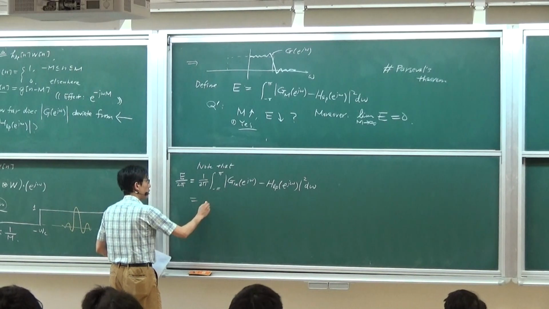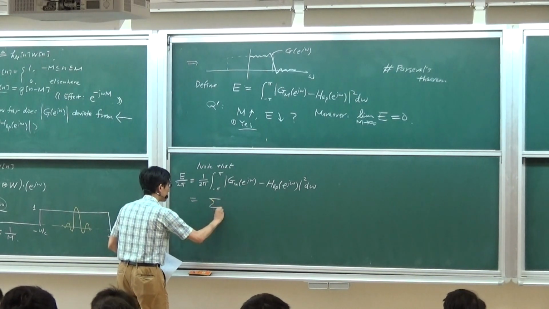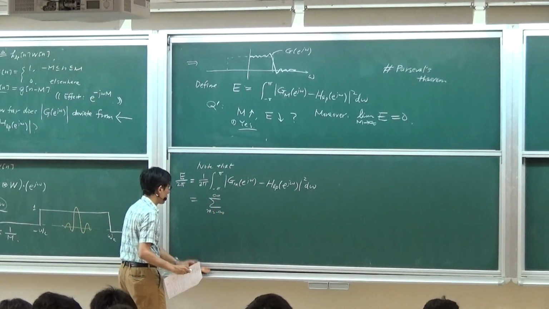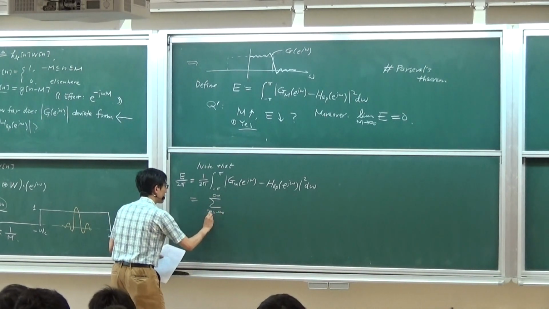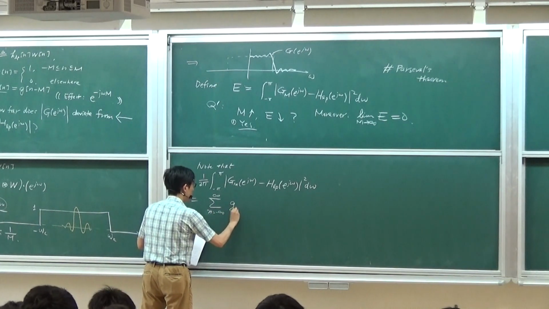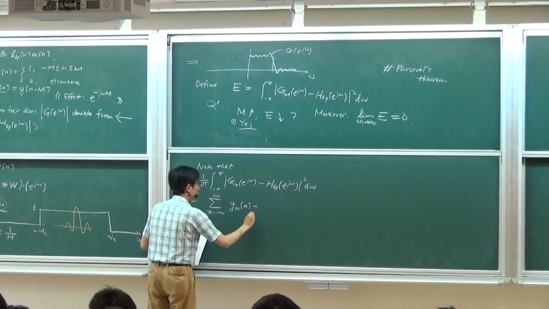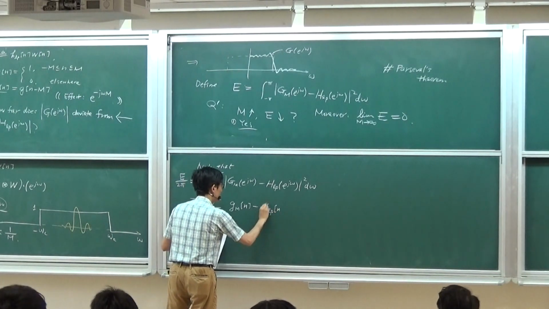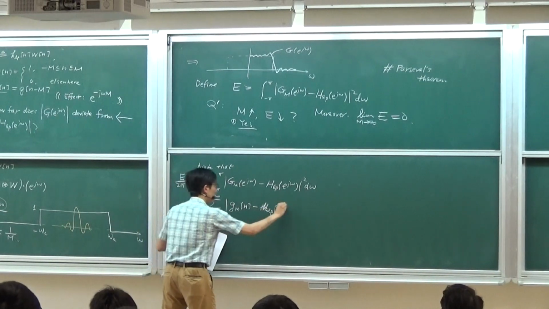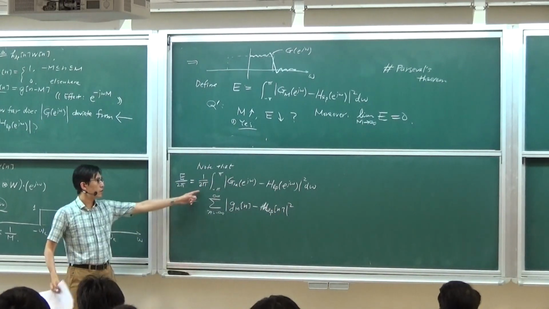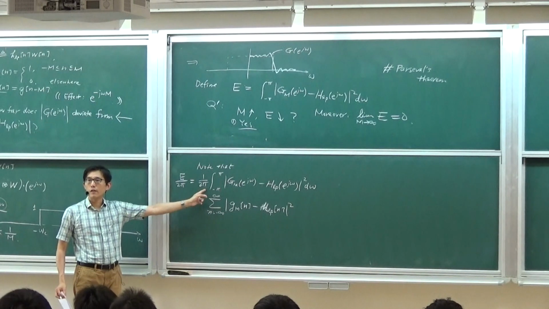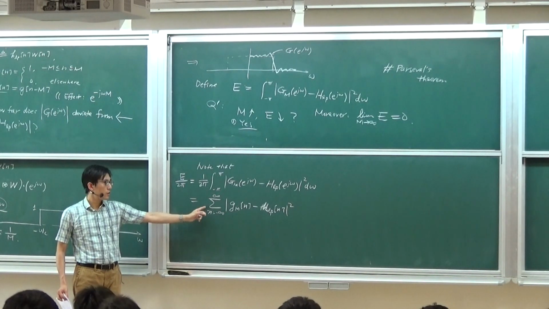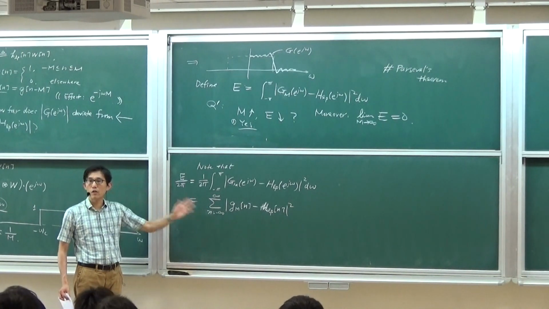Therefore, we have the sum over n from minus infinity to infinity of g[n] minus h[n], squared. The total square in the frequency domain after integration is going to be equal to the total square in the time domain. Okay, so we covered it before.